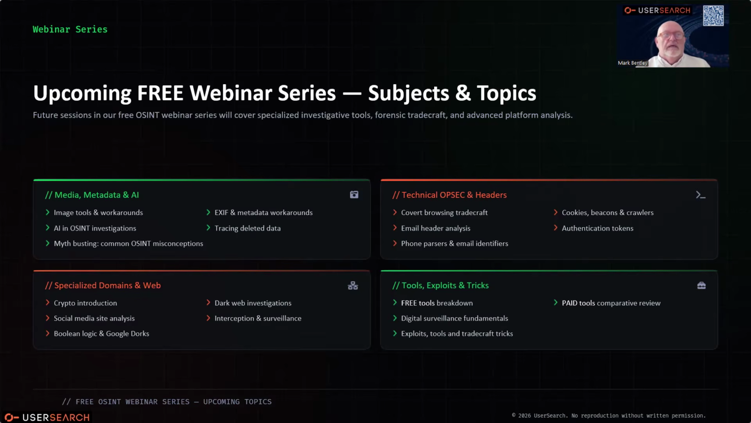Reach out to me if you have a particular gripe about open sourcing and it's a hurdle you just can't get past, and I'll do a webinar on it. We're pretty open here at User Search, and there's going to be all sorts of stuff. Headers, tokens, authentication tokens. That's going to be a good one. It's the future of digital mapping of people.